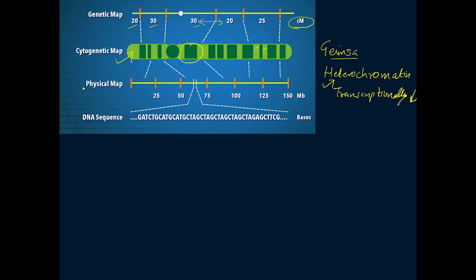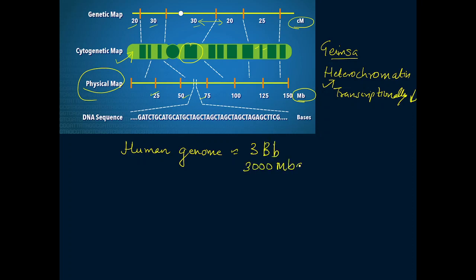So for the physical map, as you can see here, there are again certain numbers shown, and the unit shown here is megabases. Now if you take, for example, the human genome, the human genome size is roughly 3 billion bases, or 3000 million bases. Similarly, if you take a plant like Arabidopsis thaliana, its genome size is roughly 121 megabase pairs. If you take E. coli, its genome size is roughly around 4.3 megabases.